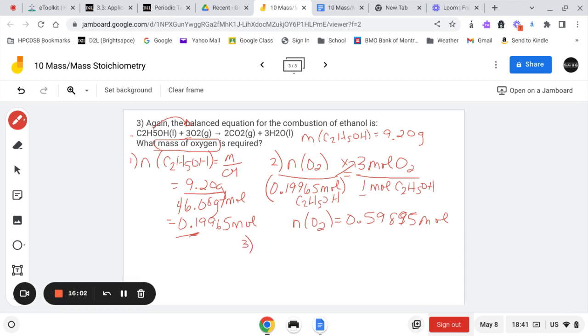Last step, because it's a 3-step method, we're going to figure out the mass of oxygen, and we're going to take moles times the molar mass of oxygen. So we've got 0.59895 mole, and then the molar mass of oxygen is 16. There's 2 of them. That would be 32.00 grams per mole. And then we report an answer to 2 decimal places, which is usually good enough. So when I multiply those together, I'm getting a value of 19.17 grams.